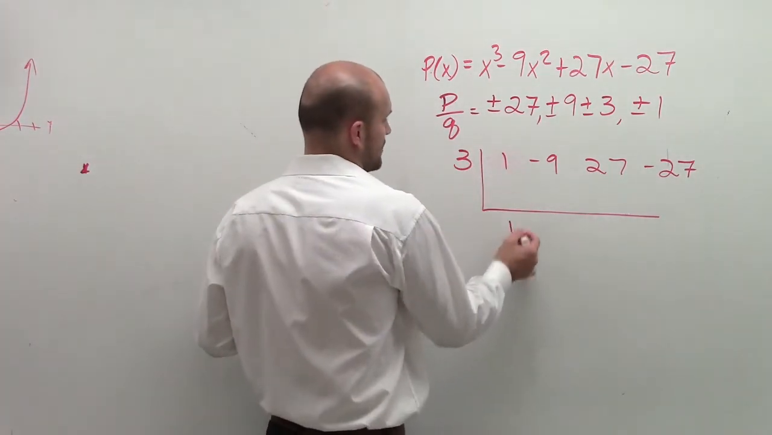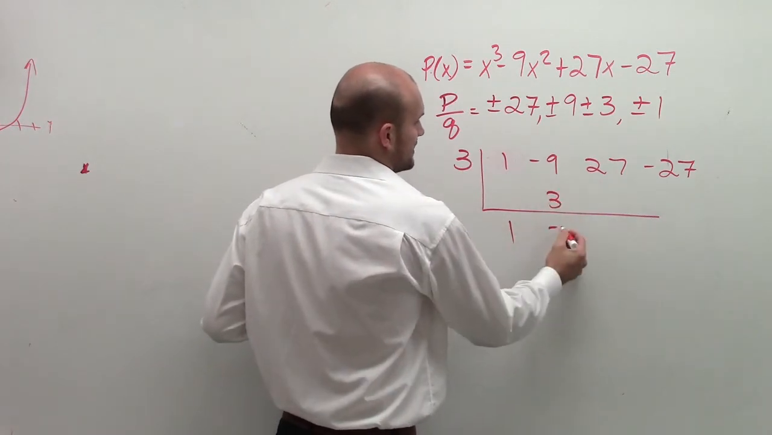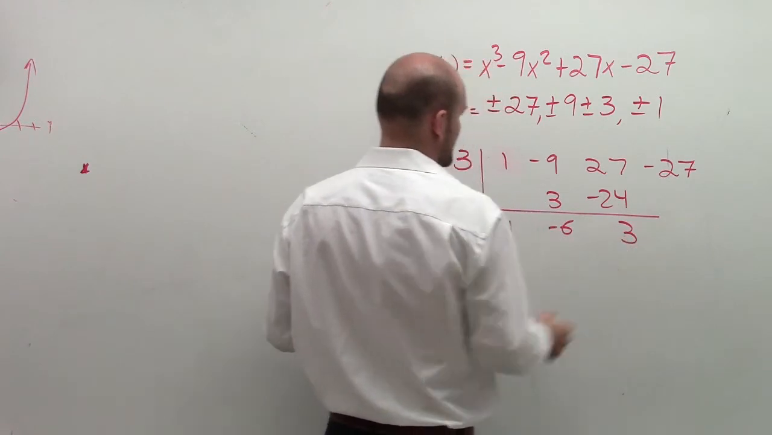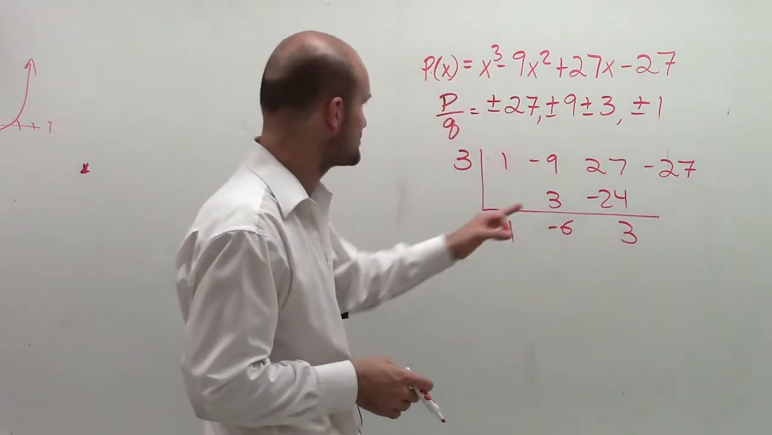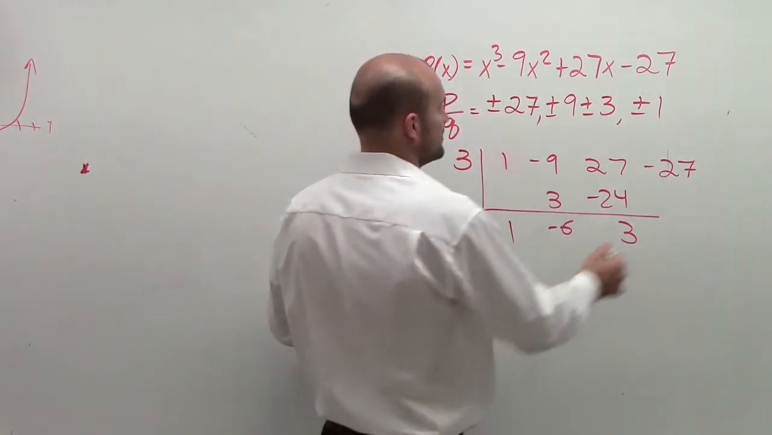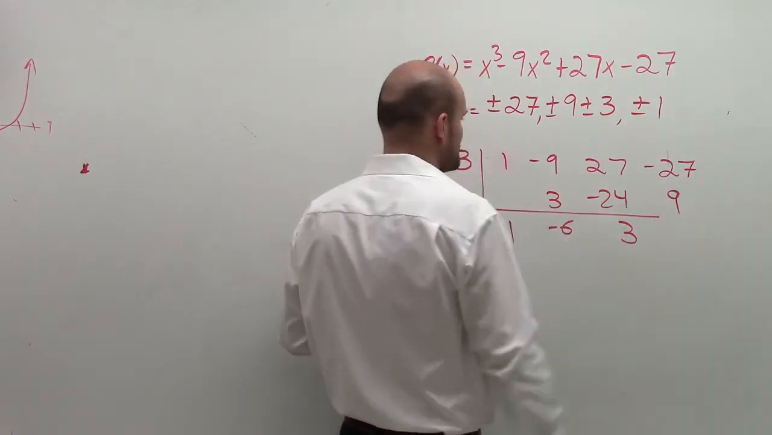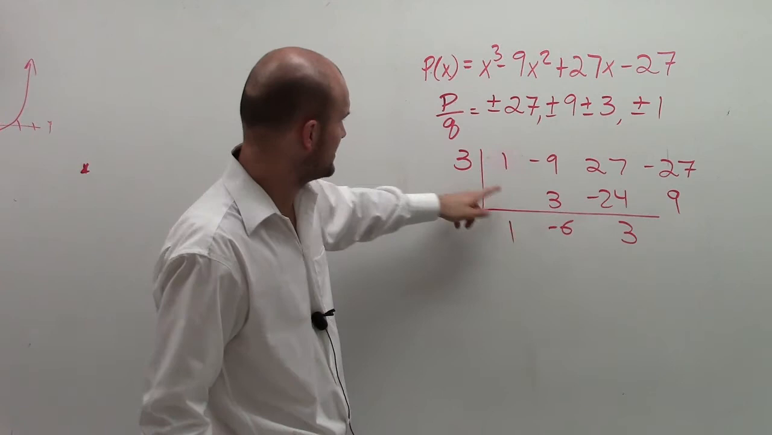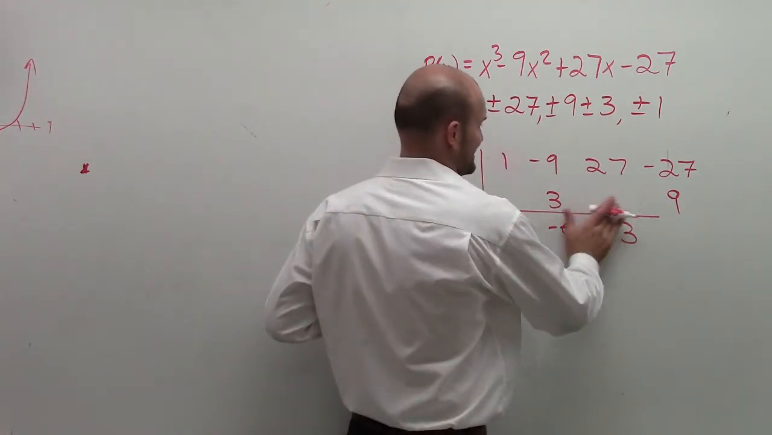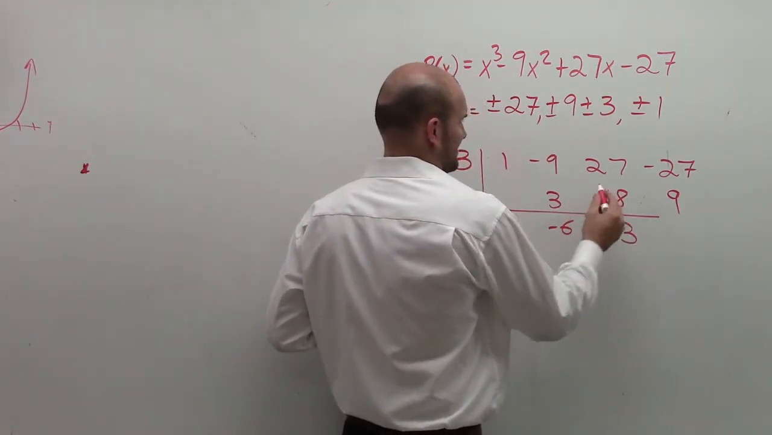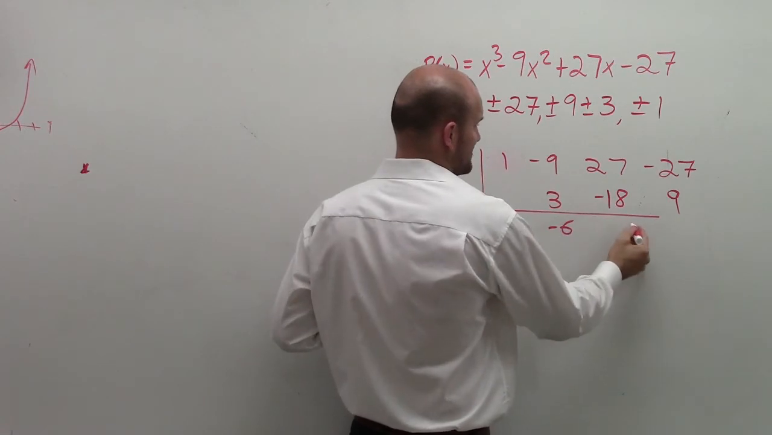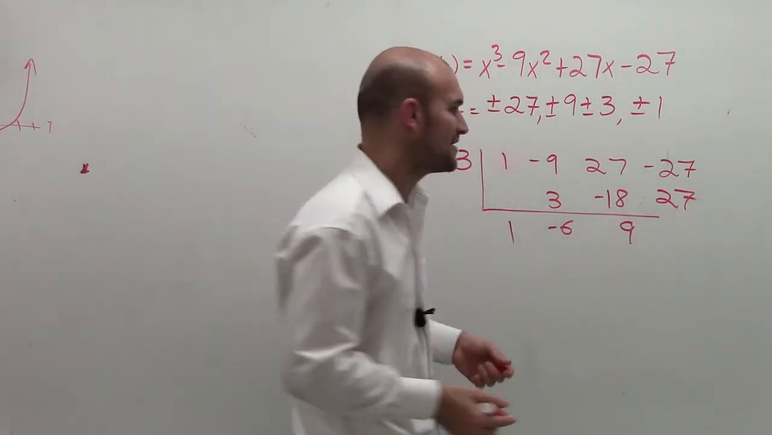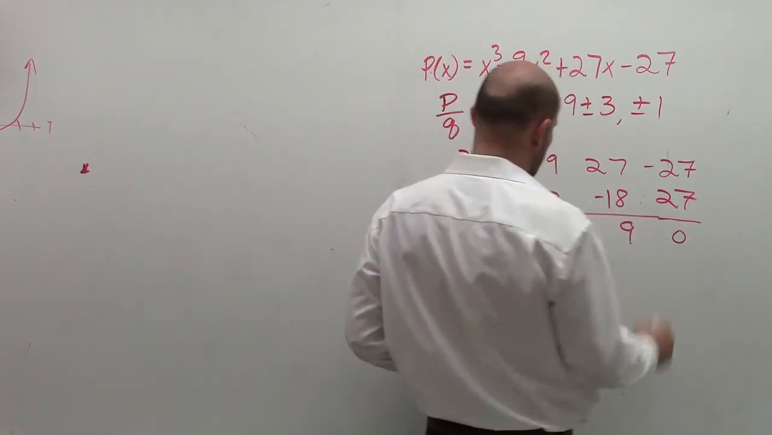So bring it down. 1 times 3 is 3. Negative 6. Negative 6 times 3 is negative 24. Bring down the 3. Looks like 3 times 3 is going to be 9. So therefore, I'm going to have a remainder. Let's double check my work. That becomes negative 6. Negative 3 is going to definitely be an 18. Wow. Which will give me a positive 9, which gives me 27. At least I caught my work, right? Which is a remainder of 0.